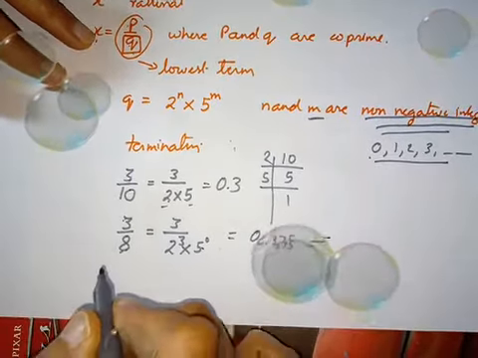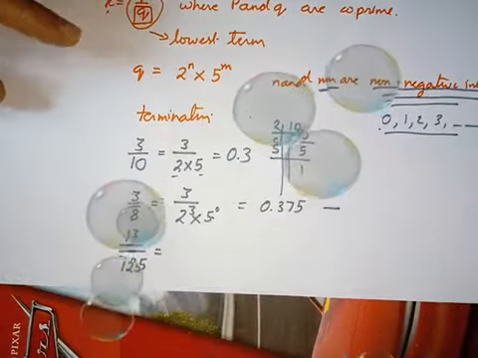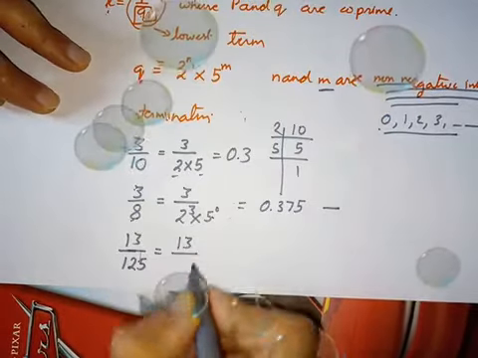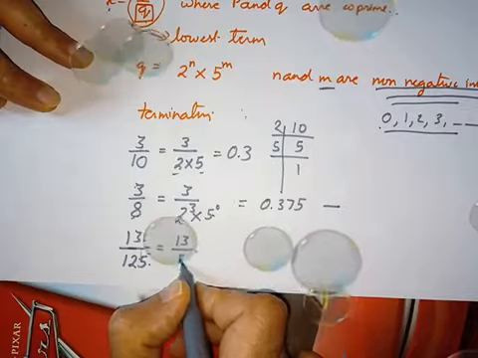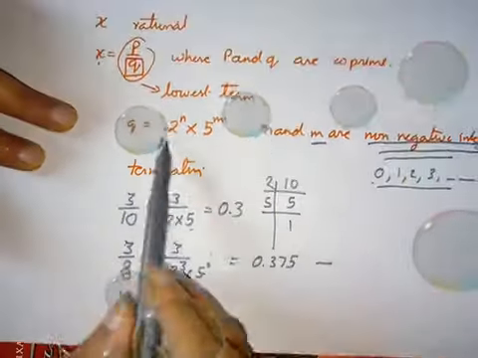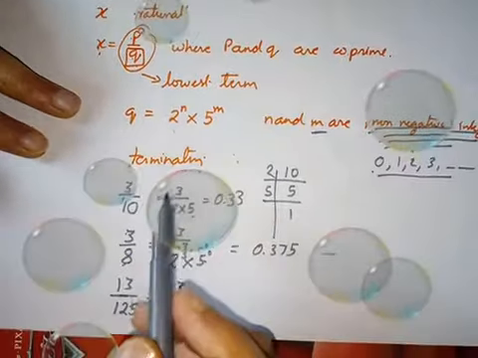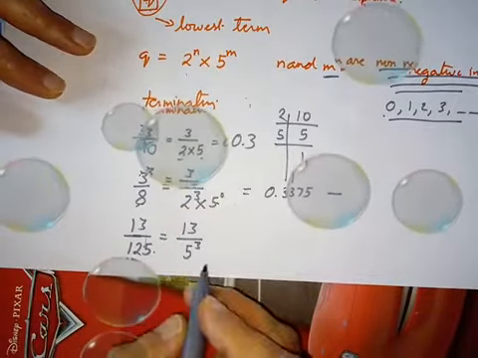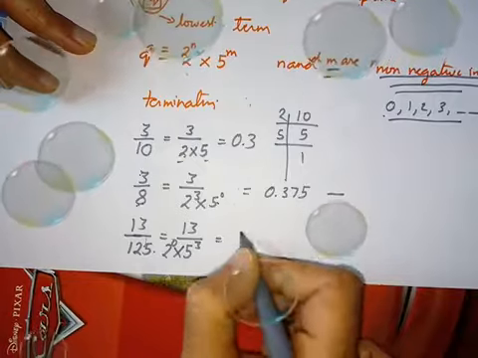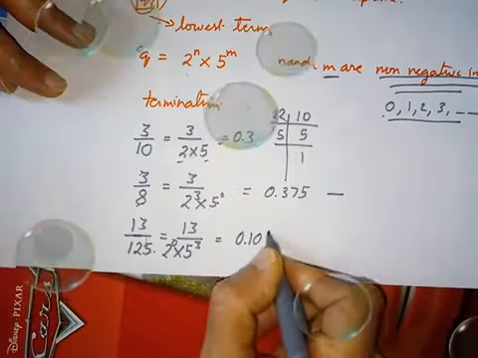Now let us take one more example. Let it be 13 upon 125. First of all, both of them are co-prime. Yes, they are co-prime. Write down the numerator, and the prime factorization of 125 is 5 to the power 3. Now 2 is not there, because the theorem says 2 and 5 should be the prime factors of our denominator, but here 2 is not visible. But 2 is already there with power 0. So on solving this you will get the value 0.104.